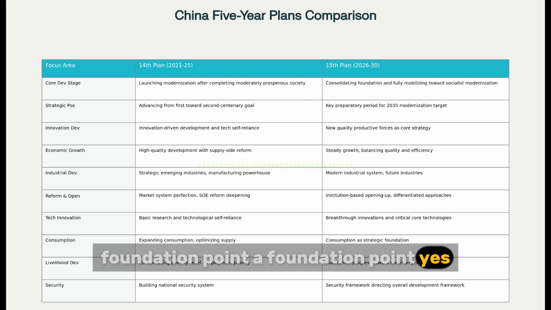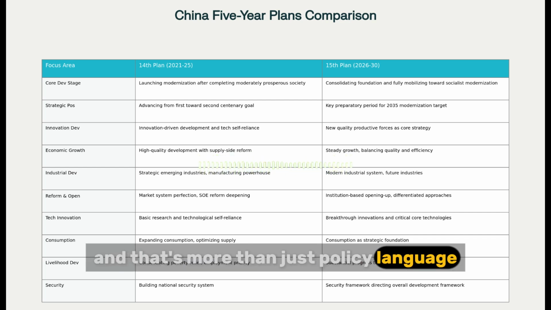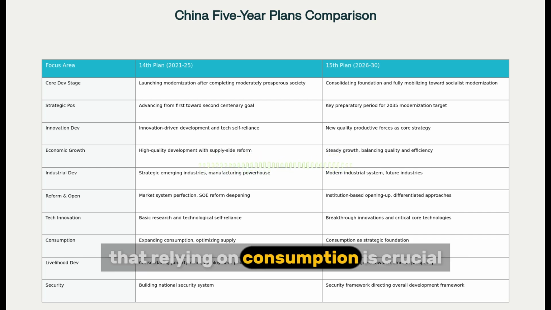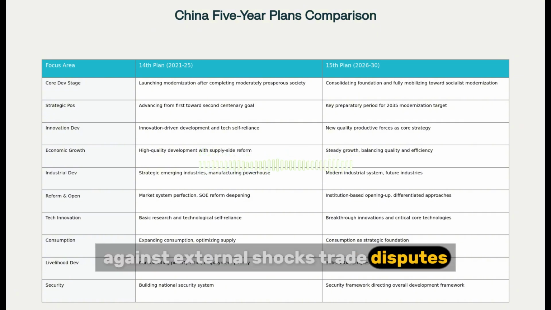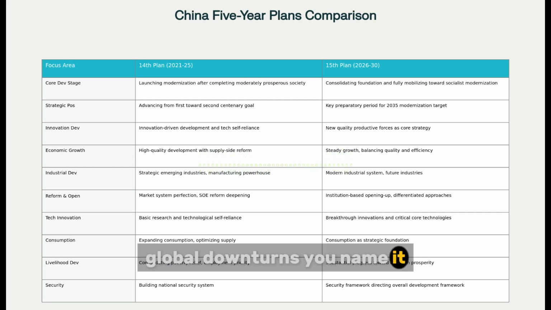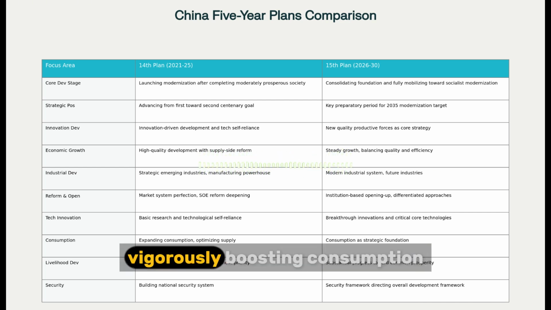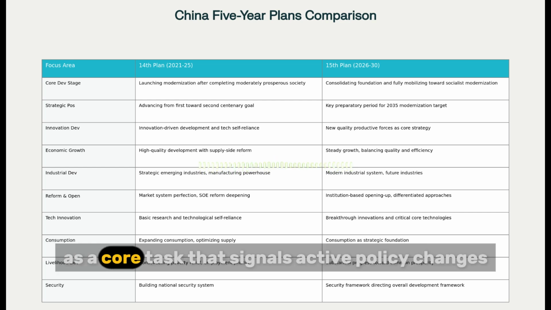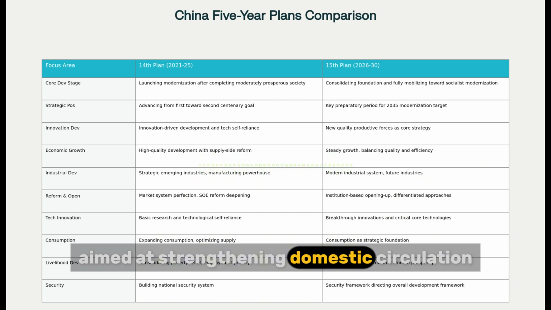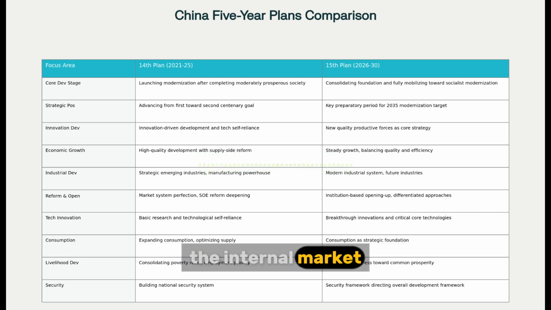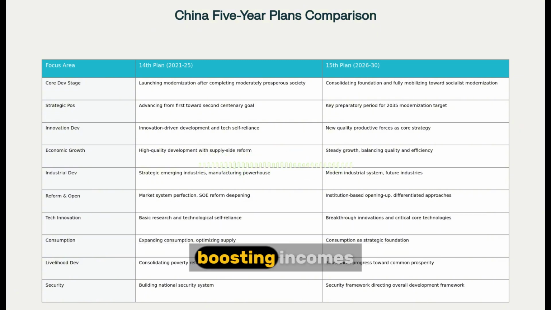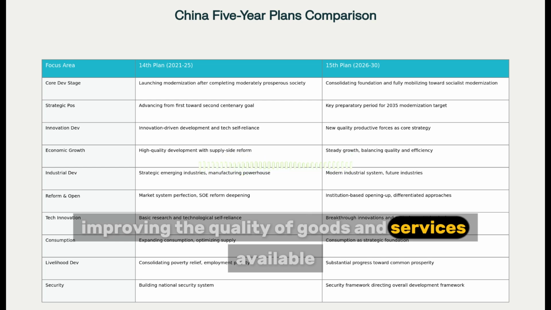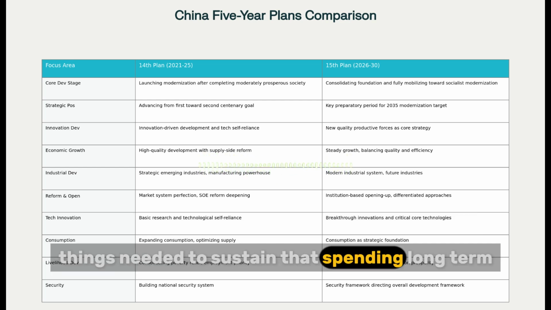A foundation point. Yes. And that's more than just policy language. It's a recognition that relying on consumption is crucial for stabilizing the economy against external shocks, trade disputes, global downturns, you name it. So the plan explicitly proposes vigorously boosting consumption as a core task. That signals active policy changes aimed at strengthening domestic circulation, the internal market. And it's not just about telling people to spend more. No, it implies structural reforms too, boosting incomes, improving the quality of goods and services available, things needed to sustain that spending long term.